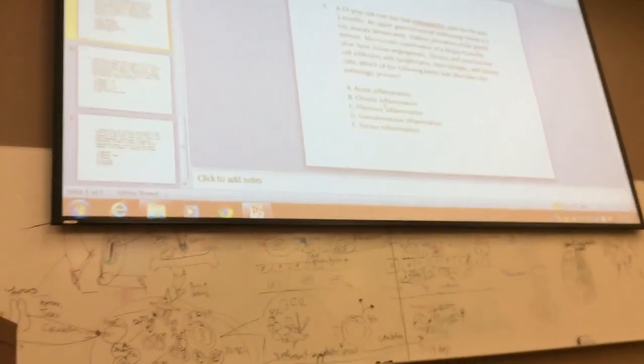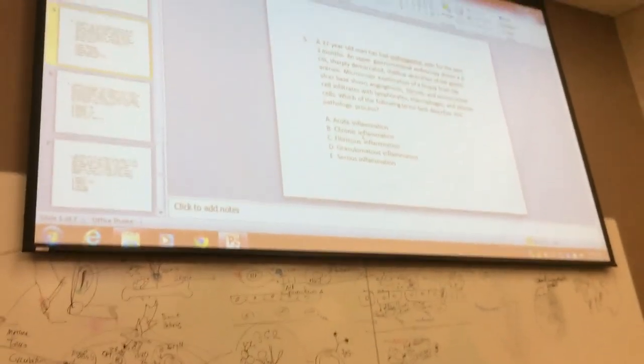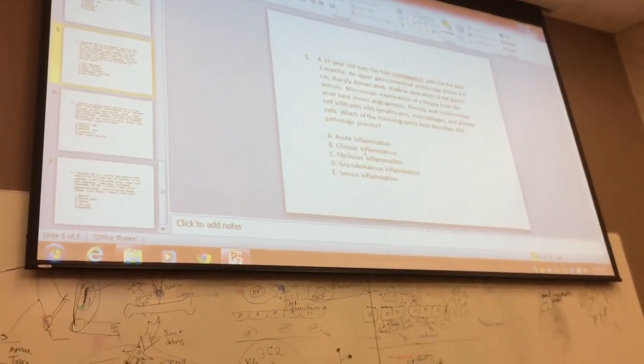This is an ulcer. Remember, we talked about ulcers also being some of the presentations of acute inflammation, but ulcers are normally associated with chronic inflammation because they stay there a long time.